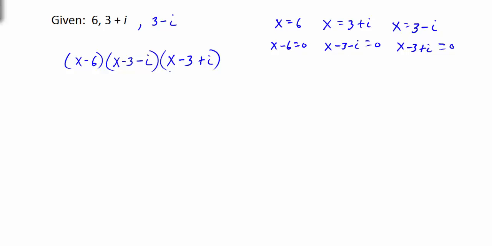Now, there's a couple ways we can do this. Again, you first want to multiply your complex factors here together first, because that's going to eliminate the imaginary number a lot easier than if you were to multiply these two factors together.